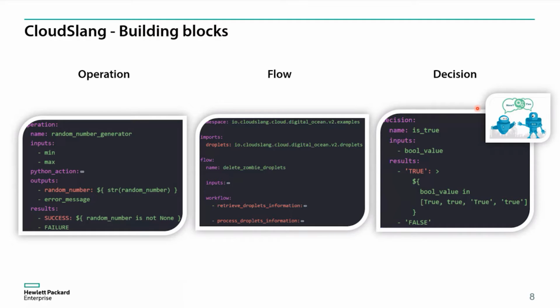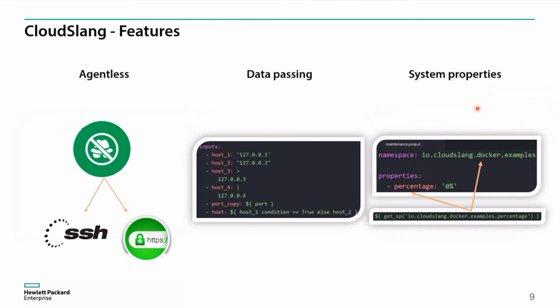Now, in terms of further features, there are a few things that are worth mentioning, even though they are not that brand new in terms of CloudSlang. First is the fact that it's agentless. So you don't need to put CloudSlang on any machine that you want to control. You have a simple host where you deploy it, and then you are able to communicate with various protocols, let's say SSH, or you are able to do HTTP calls.